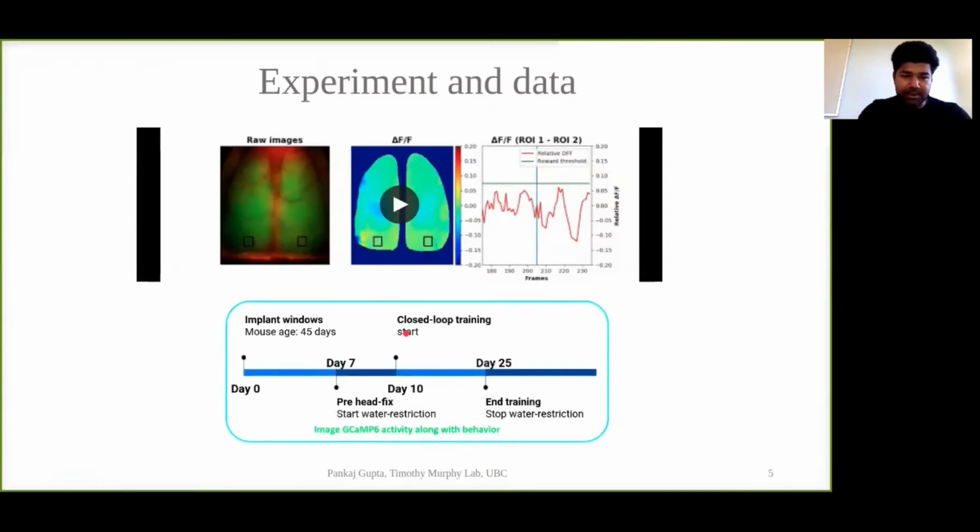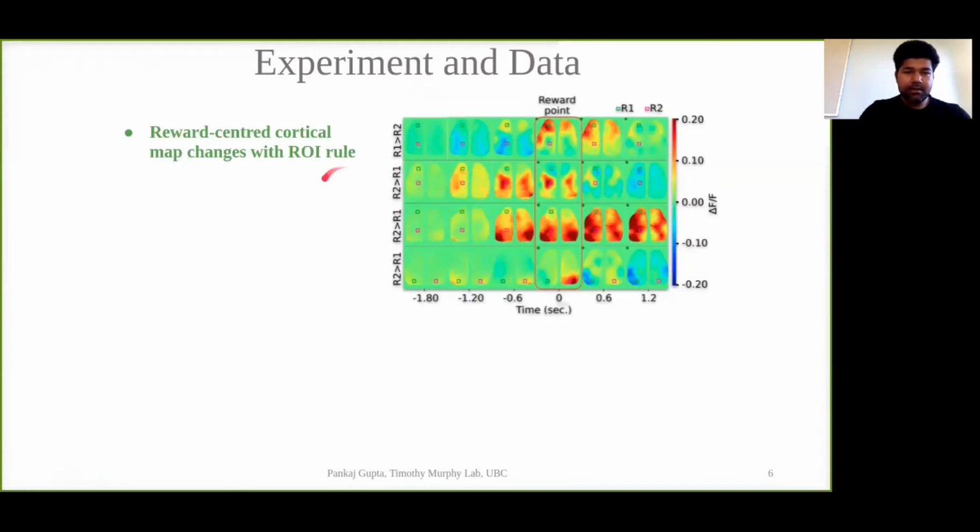So with this system, we did the following experiment. We implanted cranial windows on mice on day 0 and let them recover for 7 days. And on the 7th day, we started habituating them and then moved on to training in the closed loop system for 15 days. We trained several mice with different target regions and different rules. In this figure, each row represents reward-centered brain activation for different target regions and the associated rule during the training, as labeled on the left of the image.